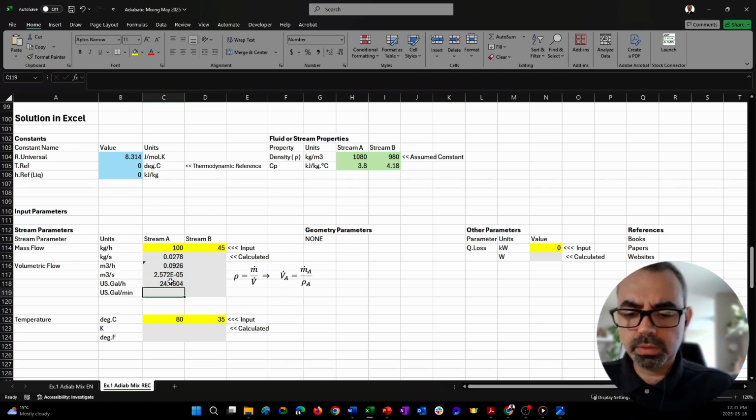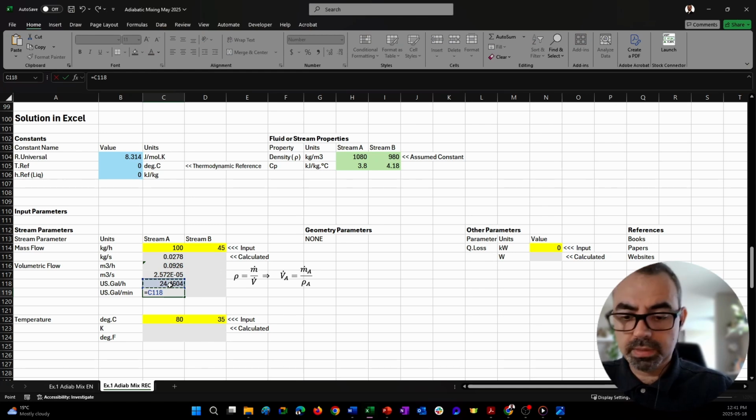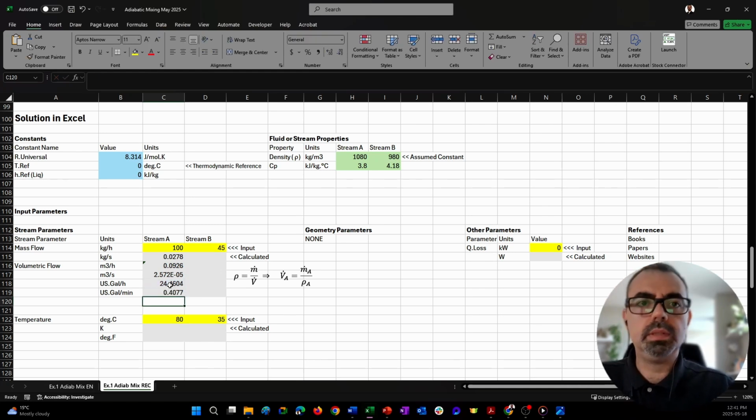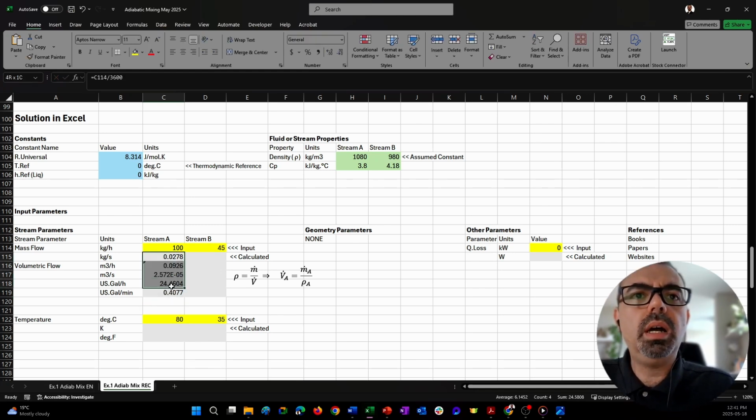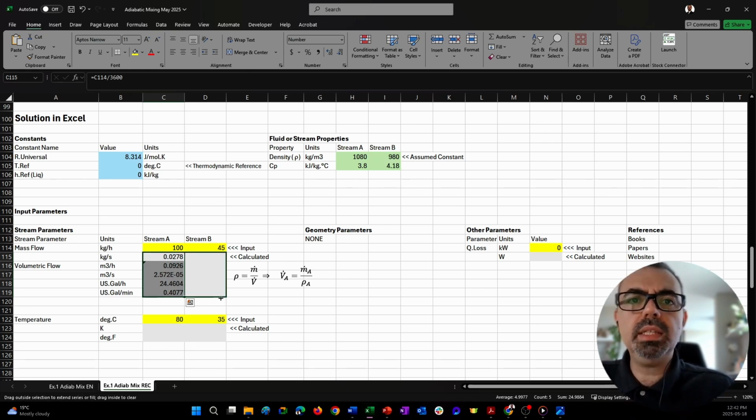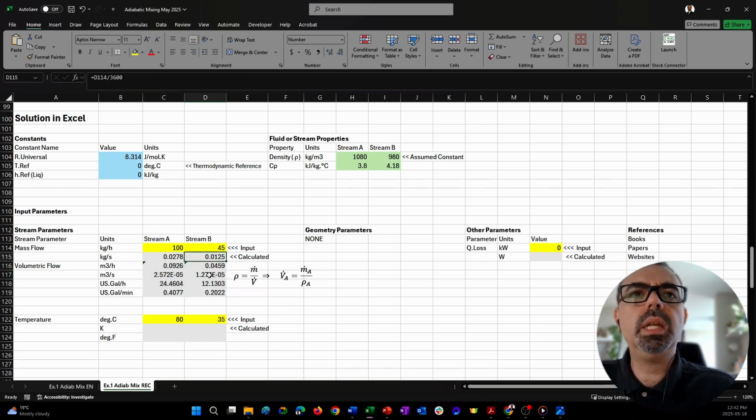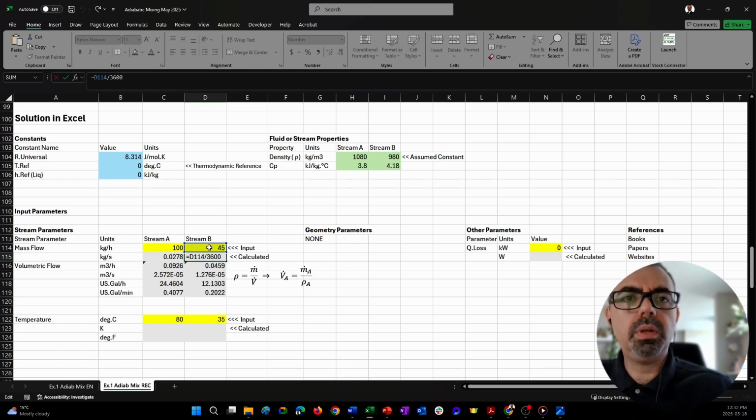And now if I want to convert it to minutes, I'll just take this number and divide by 60. And that's it. So now I need to repeat the same process for stream B. But since now you see I have everything calculated, I just need to drag this and all the formulas will be updated accordingly. So you see now if I check this formula, it's referring to stream B flow rate, and same for the volumetric flow rate.